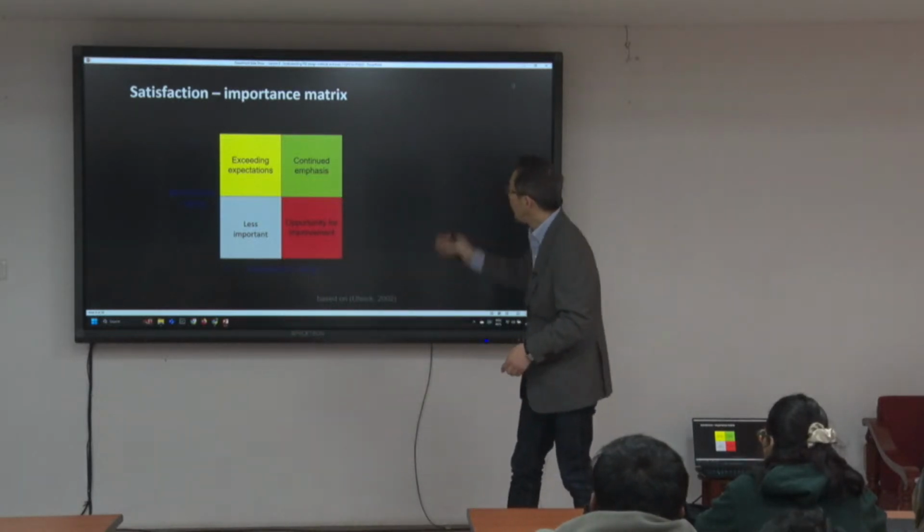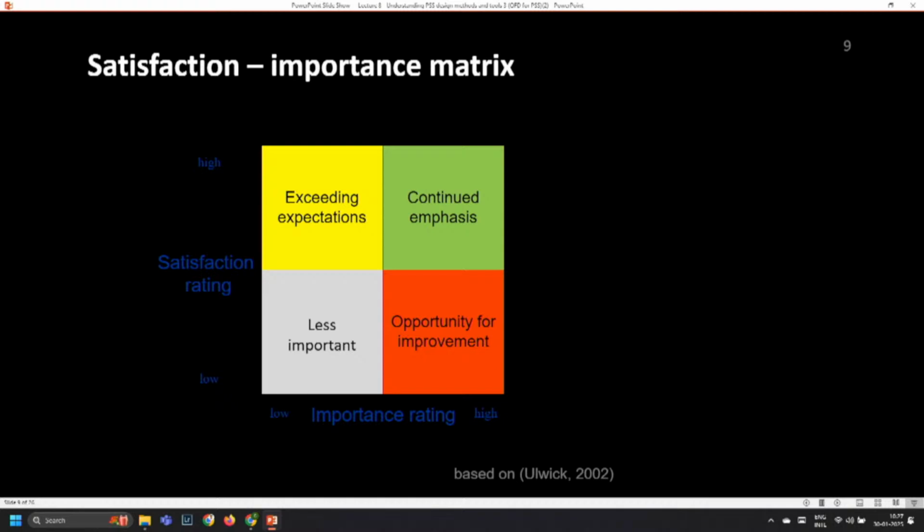And for the vertical axis, more satisfied currently is for the upper half, and less satisfied is the lower half of the matrix. So then you see 4 different areas, right?